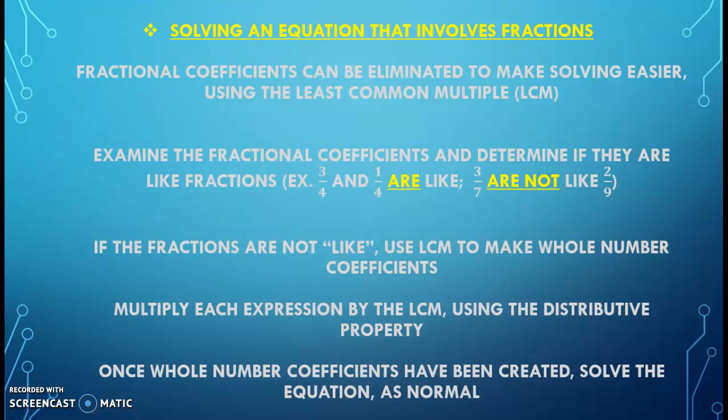Now, when we are talking about solving an equation with fractions, that's typically going to be where there are fractional coefficients which can be eliminated to make solving easier using the least common multiple, also known as the LCM.